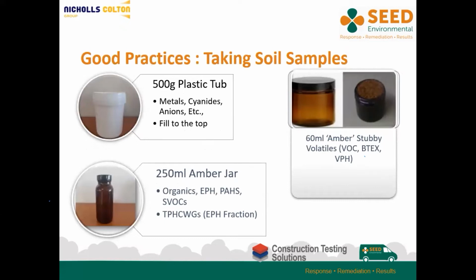So we will advise on sample containers, as John said. Do give us advance notice if you require a large number of containers. For volatiles, it's a 60 ml stubby jar filled to the top with no headspace, as John mentioned earlier. For TPH, CWGs and PAHs, it's a 250 ml amber jar. If your samples arrive in the incorrect containers, the samples will be marked as deviating.